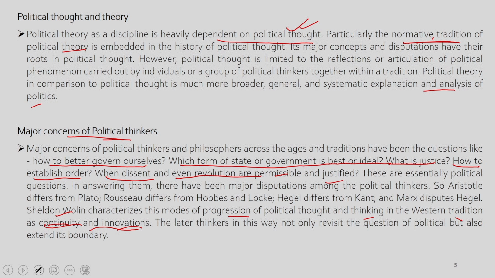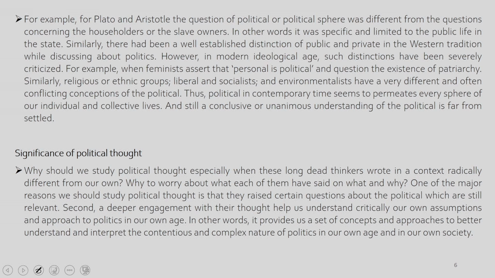The later thinkers in this way not only revisit the question of the political, but also extend its boundary. So, for example, for Plato and Aristotle, the question of the political or the political sphere was different from the question concerning householders or slave owners. In other words, it was specific and limited to public life in the polis or the city states. So, there is a very limited, restricted understanding of the political.